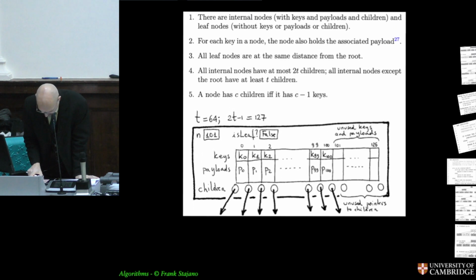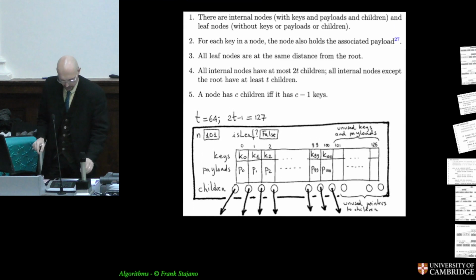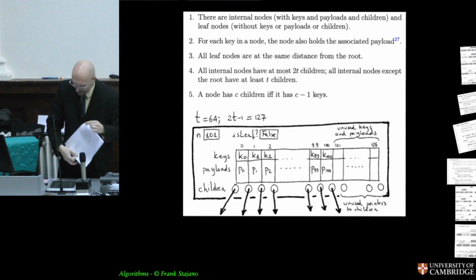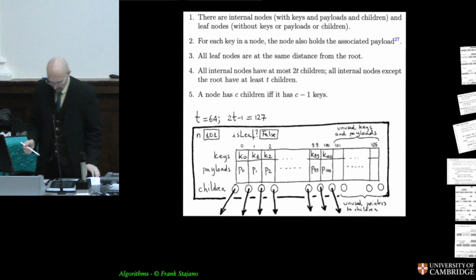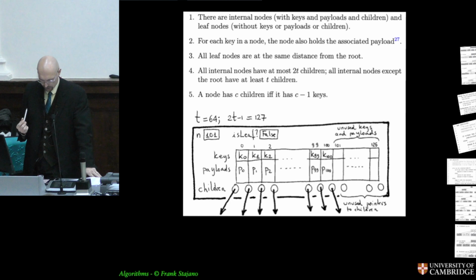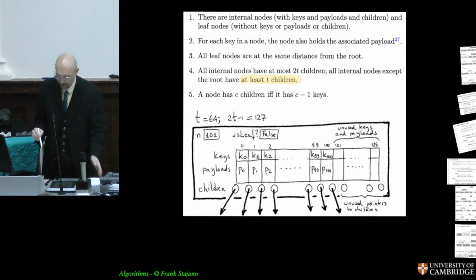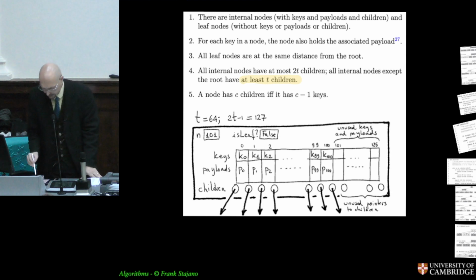This is a picture that I placed in your handout on page 110. So imagine a 2, 3, 4 tree as one where the blocks have t equals 2. T is the minimum number of children you can have. And the maximum number of children is 2t.